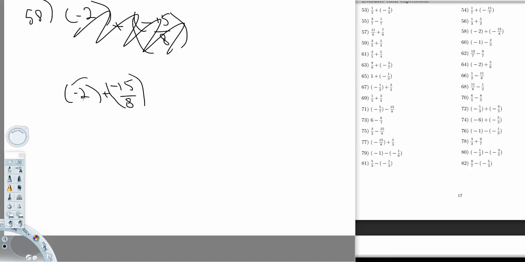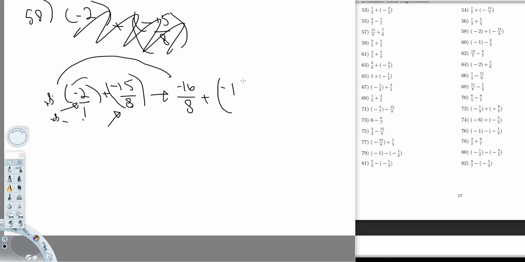Now, the best way to do this is you've got to make this guy here have the same denominator as this guy. So this is really negative 2 over 1. And to get here to be 8, we'd have to multiply here by 8 and here by 8, and we'd be in business. So let's do that math here. 8 times negative 2, negative 16, 8 times 1 over 8, plus negative 15 over 8 equals. Now that we have a common denominator, we can put that here, and the problem really becomes minus 16 here plus minus 15.